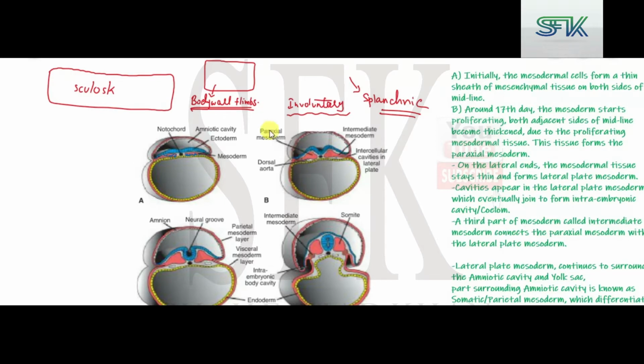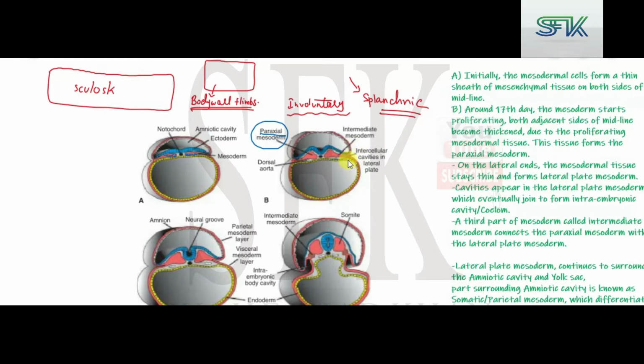This thickened region is the paraxial mesoderm. I told you the meaning of paraxial: para means parallel and axial means midline, so it is the mesoderm that is parallel to the midline. At the same time, if you look at the edges at the lateral sides, they remain thin. They do not thicken. Only the medial sides, adjacent to the midline, thicken.